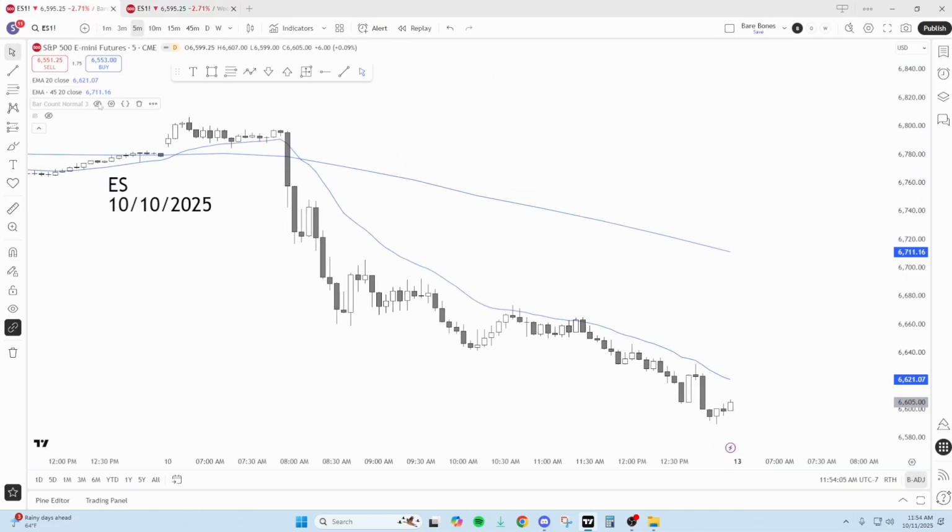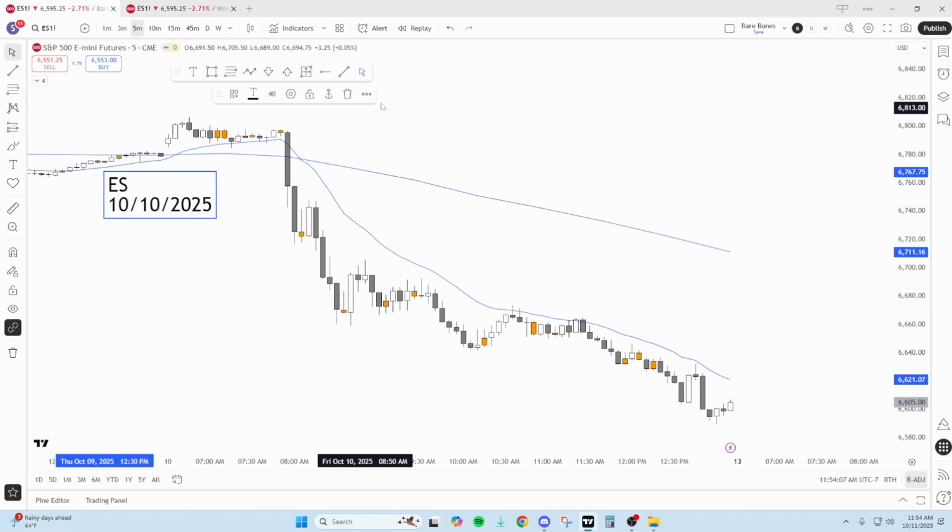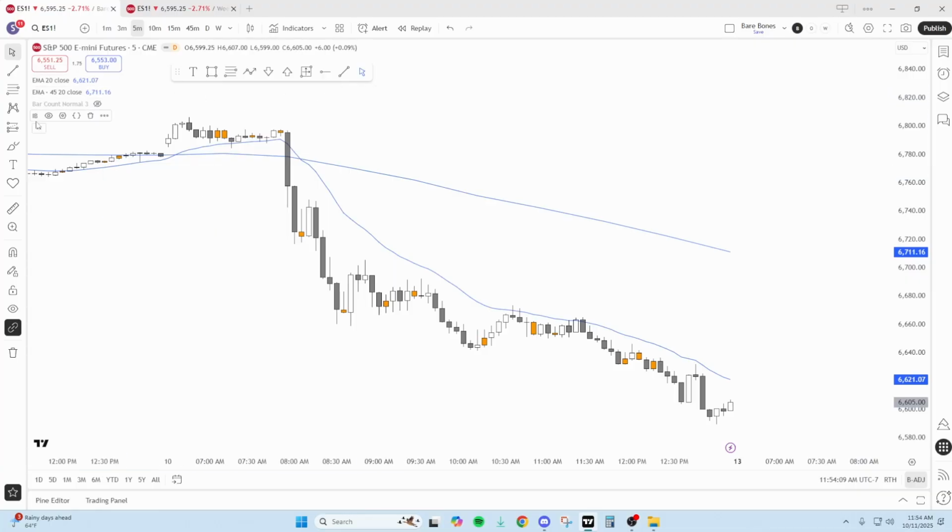Let me turn this on. Very nice breakout today. This is the type of breakout we'd wish for every day.